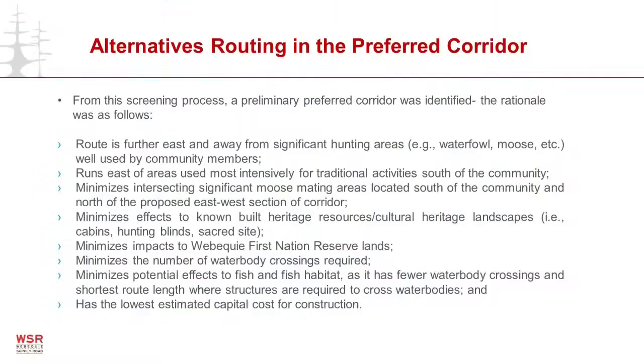From this very detailed screening process, a preliminary preferred corridor was identified. Now, there are a lot of reasons for the rationale, and I'll go through them with you right now. One of the reasons for that preferred corridor is that the route of that corridor is further east, and it's away from significant hunting areas, i.e. hunting areas for waterfowl, moose, etc., that are used very intensively by community members. It runs east of areas used intensively for traditional activities south of the community as well. It minimizes impacts on moose mating areas south of the community and north of the proposed east-west section of the corridor. It minimizes the effects on known built heritage resources or cultural heritage landscapes.